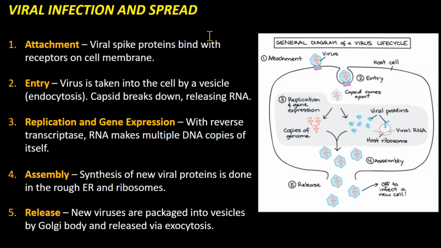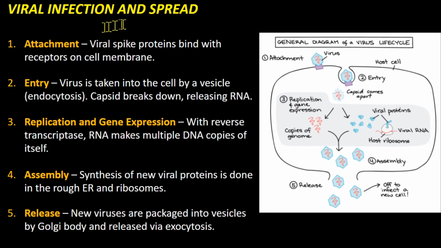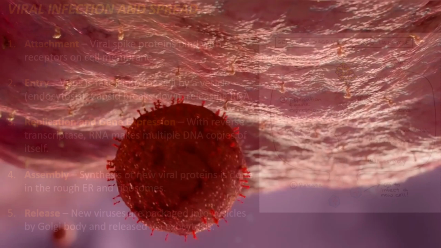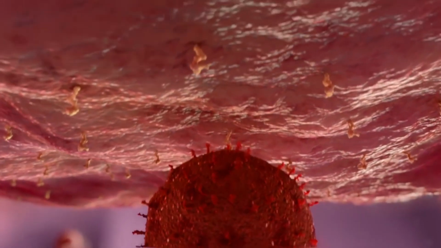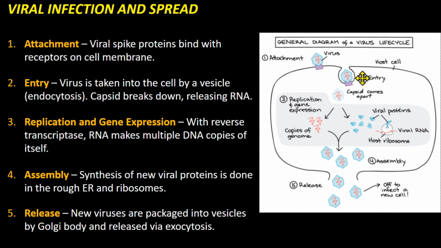So how does viral infection and spread occur? Well, first we have attachment. Viral spike proteins bind receptors on the cell membrane. Remember I said these are like keys. Two is going to be entry. The virus is going to be taken in by a vesicle through the invagination in the cell membrane. This is endocytosis. The protein capsid is going to break down and is going to release the RNA into the cytoplasm of the cell. So three now is going to be replication and gene expression.